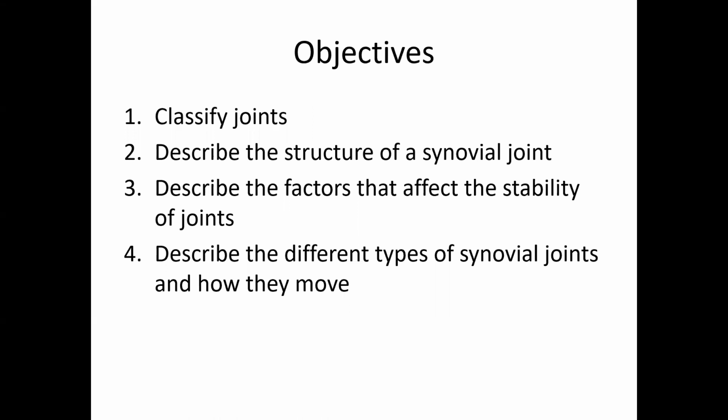Now, when we classify joints, all the joints are classified, and then synovial joints are again classified separately, because that is the most common joint in the whole body. Because of that, we have 2 or 3 objectives with regard to those things. Also, when we consider stability and movement, synovial joints are the ones that have all of those features. The other joints are a little bit less common and they are not that complex, okay?